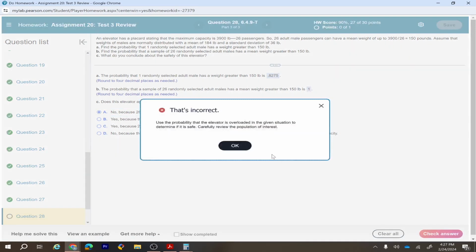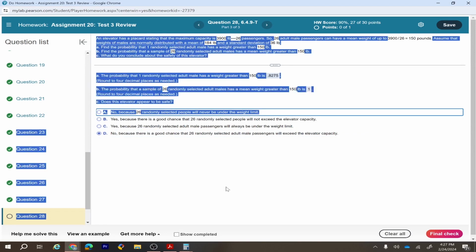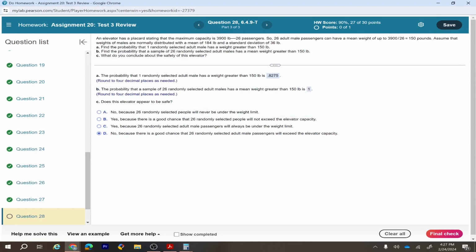Oh, did I choose wrong? No, because there is a good chance. Oh, okay, that's my mistake. It's a chance, so we cannot say for sure 100%. That is statistics. So no, because there is a good chance that 26 randomly selected adult male passengers will exceed the elevator capacity.